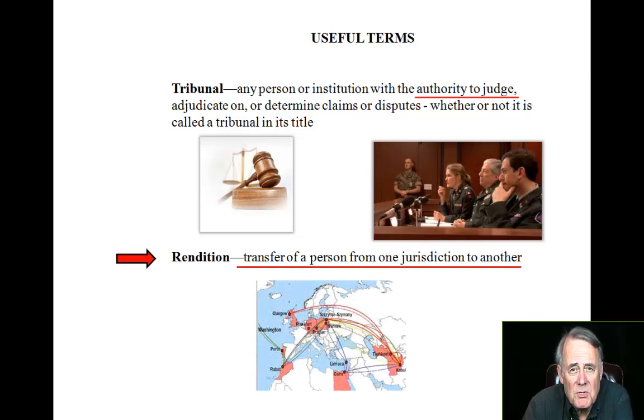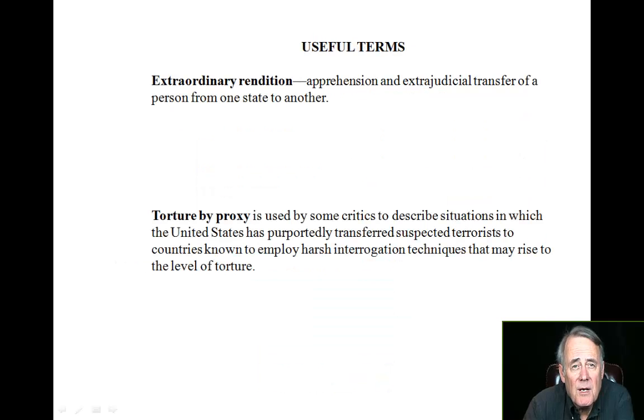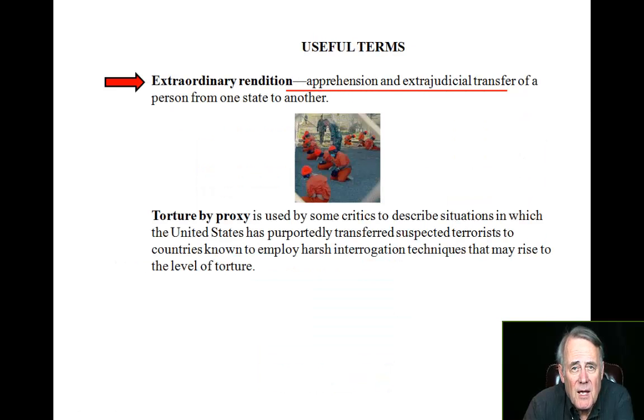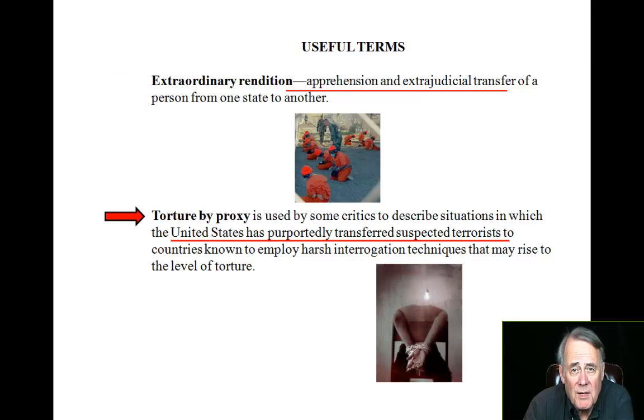Rendition. Transfer of a person from one jurisdiction to another. Extraordinary rendition. This is the apprehension and extrajudicial transfer of a person from one state to another. It's called torture by proxy by some critics to describe situations in which the United States has purportedly transferred suspected terrorists to countries known to employ harsh interrogation techniques that may rise to the level of torture.